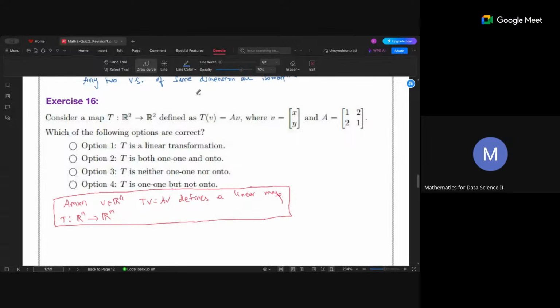Is that fine? So the first option is obviously true. You don't have to verify anything. This is always true. Whether they are one-to-one or onto is something you need to verify. But you know that it cannot be either one-to-one or onto alone. Either it has to be both or none. So option 4 is obviously incorrect. Both dimensions are the same. Now what is the determinant? The determinant here is non-zero, so it is both one-to-one and onto.